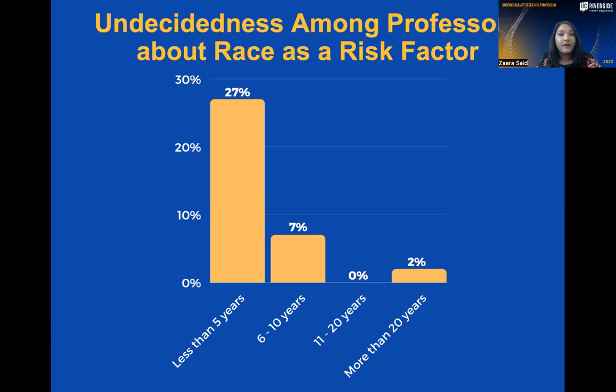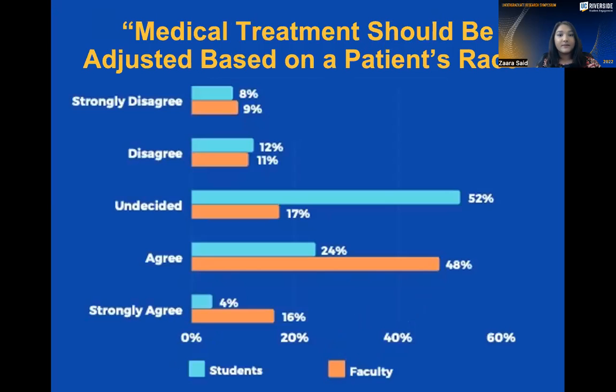So for this next figure, it shows the undecidedness among professors about race as a risk factor for disease. This figure shows the percentage of participants from the faculty survey that selected undecided when asked if race was a risk factor for disease. So 27% of professors with less than 5 years of experience selected this, which is the most out of any of the other categories. So it's clear that professors with less than 5 years of experience were more undecided about this issue than other professors. And that's a trend that we noticed throughout their responses to questions in this study, where less experienced faculty were more unsure than faculty with more than 20 years of experience.